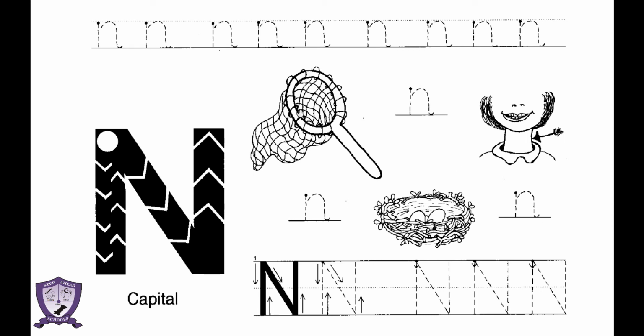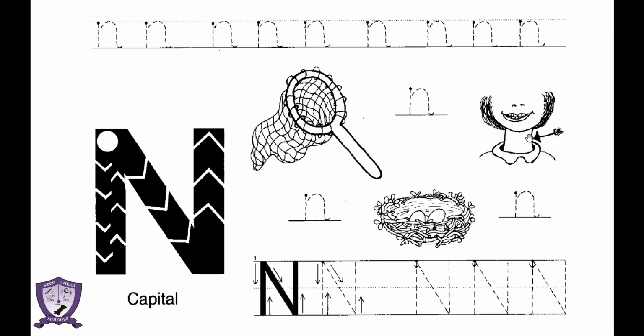Now we will learn a little about these 3 pictures. What is this picture? Can anyone tell? This is a net, and it starts with the letter N because you can hear the sound of nnn in the beginning. Net. What is this? This is a nest. Can you hear the sound of nnn in the beginning? Yes, nest. It starts from the letter N.